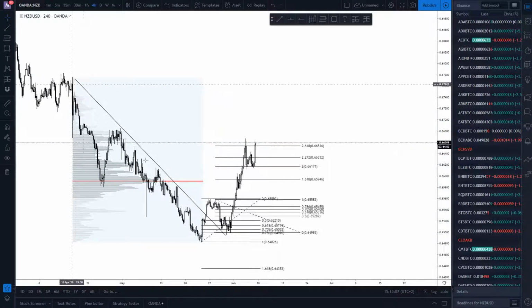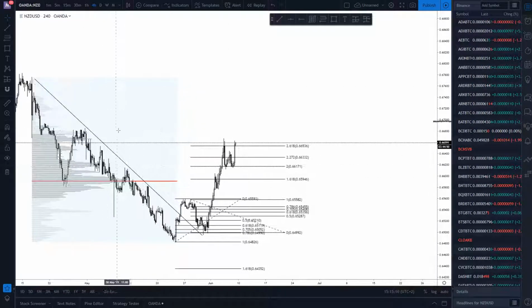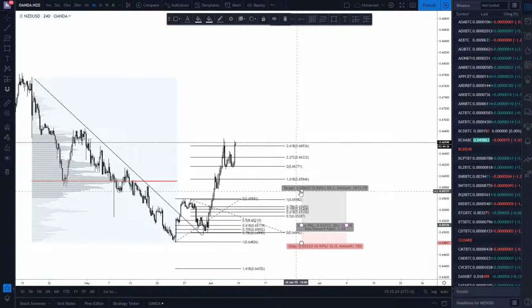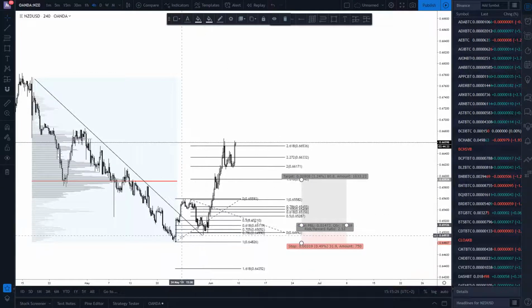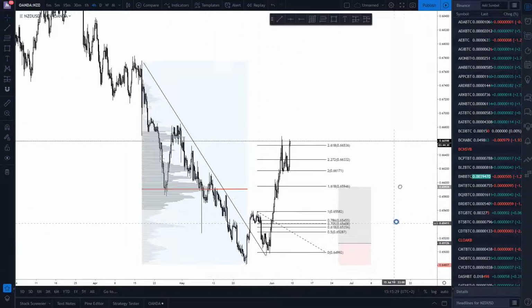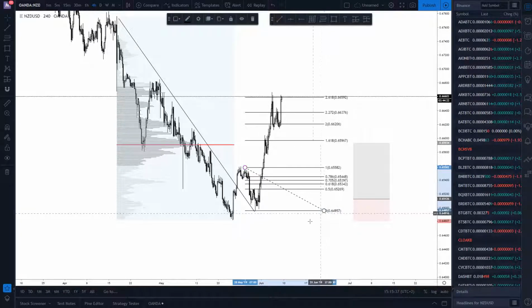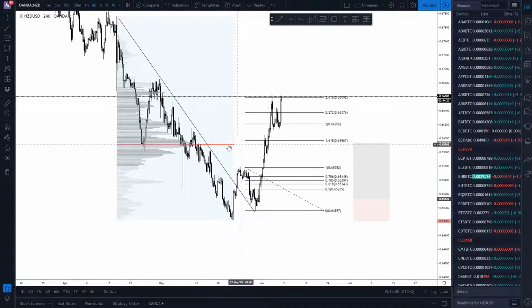Anyway, if I mark out the fixed range volume profile right here, you can see that the 618 is pretty much in correlation. Let me delete this. I will just quickly put my long entry. It was at this wick for this example. I have an extension right here, and you can see that the 618 is pretty much correlated with the point of control here. If you don't know what the point of control is, it's basically where the most volume was traded.